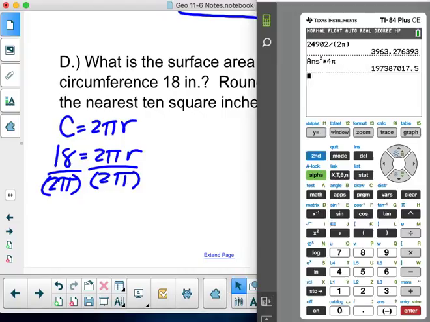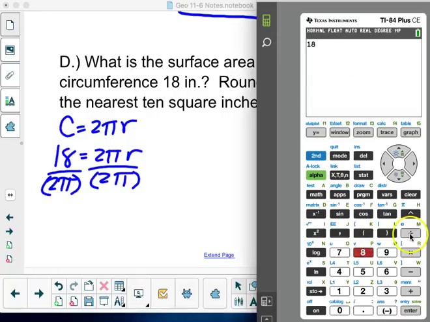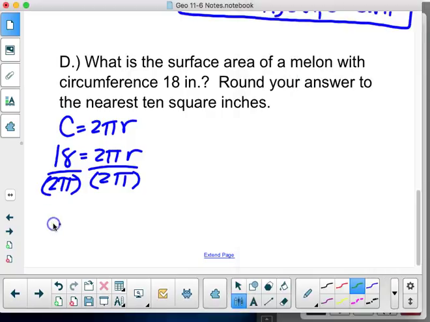So I go over to my calculator. I go, hey, I'm going to take 18. So I've got 18 divided by left parenthesis 2 second pi, right parenthesis, hit enter. I get 2.8647. Now remember, this 2.8647 is all in my calculator. That is equal to r.